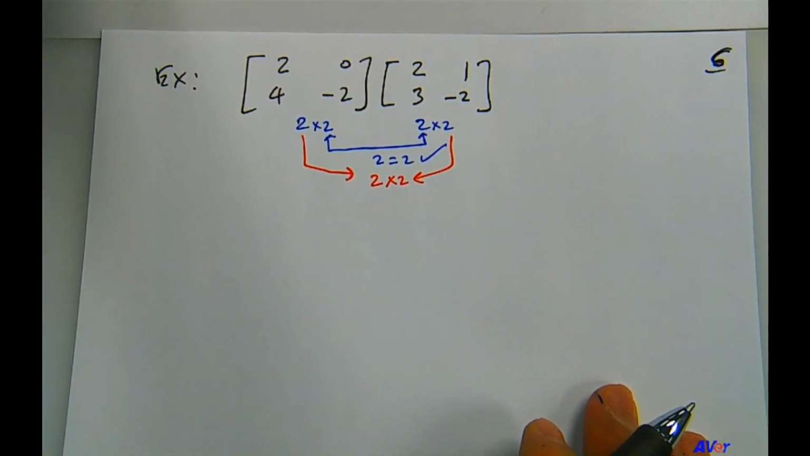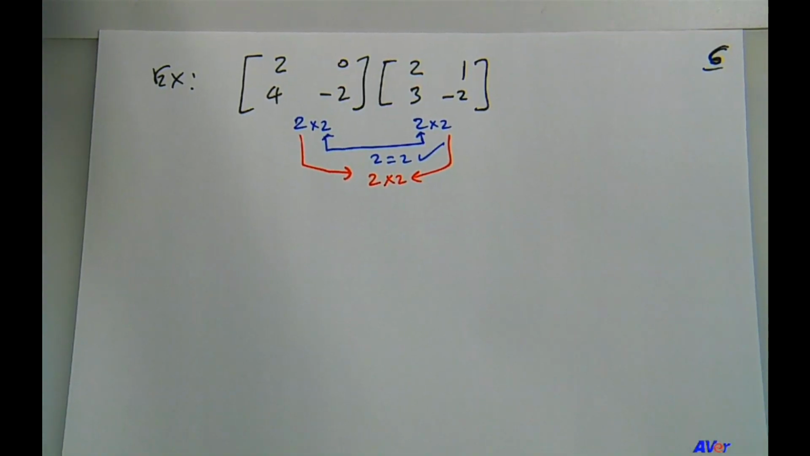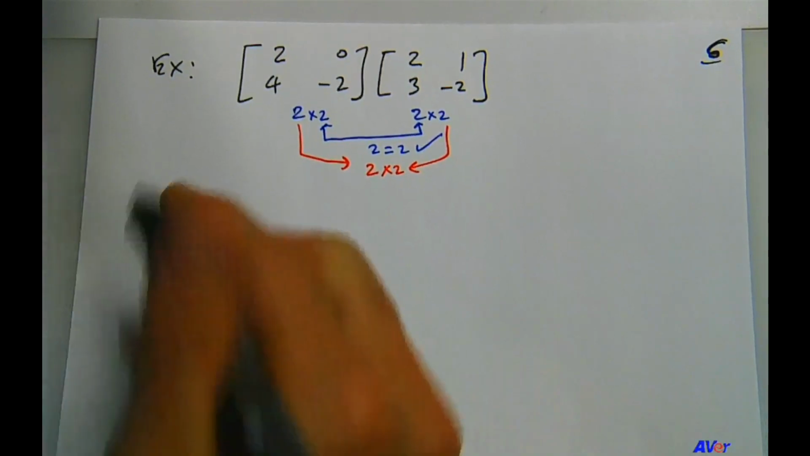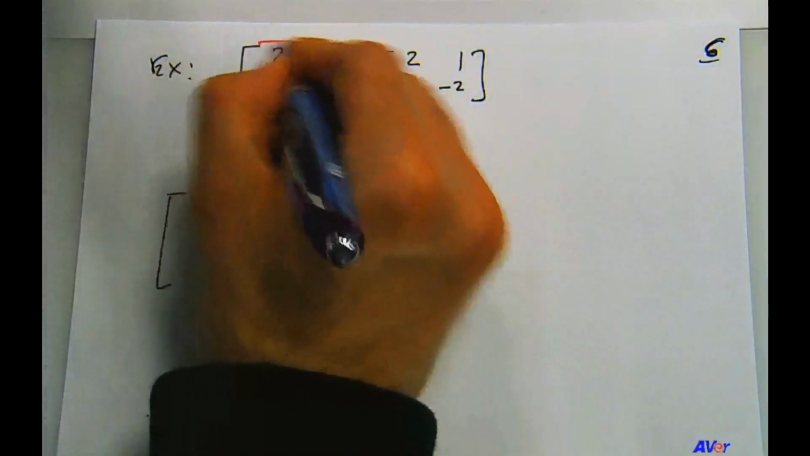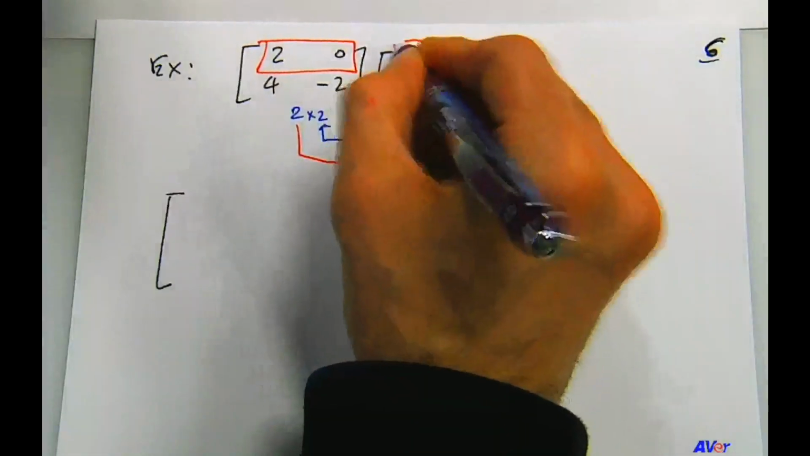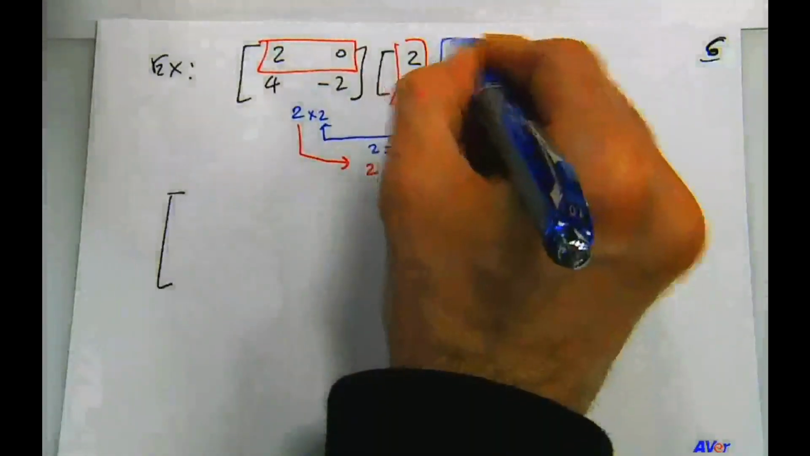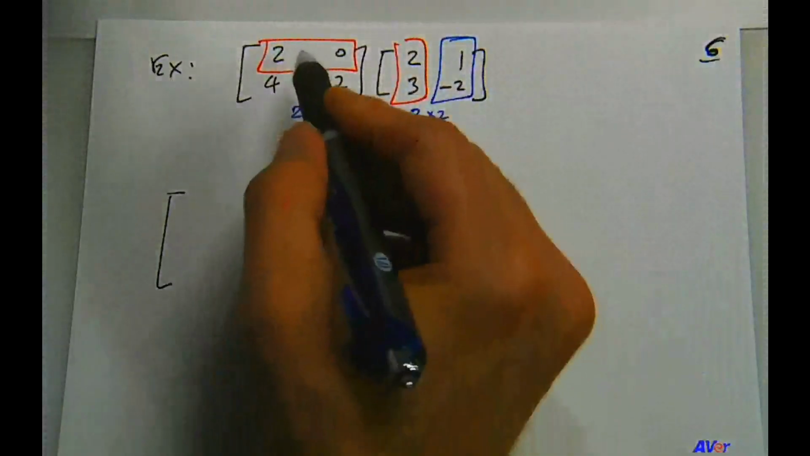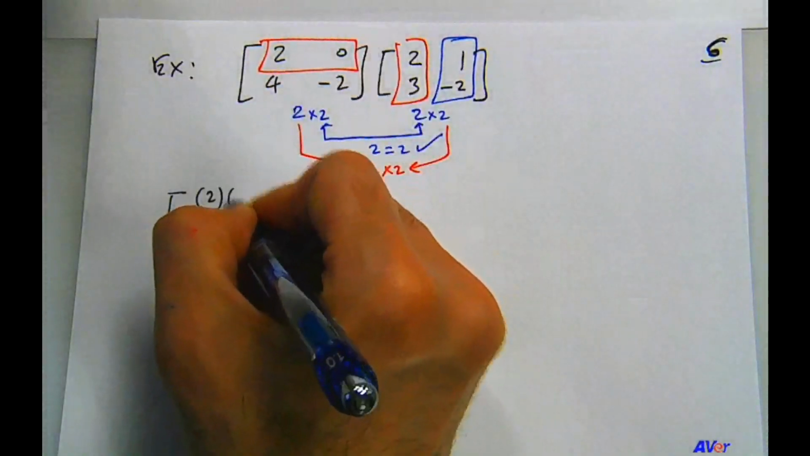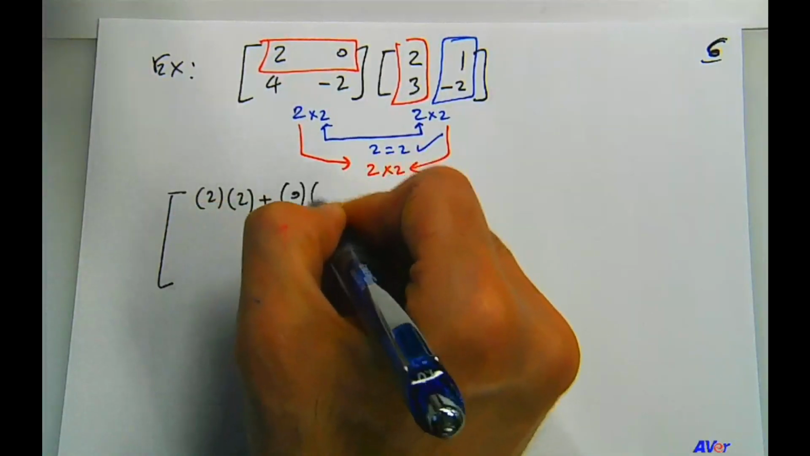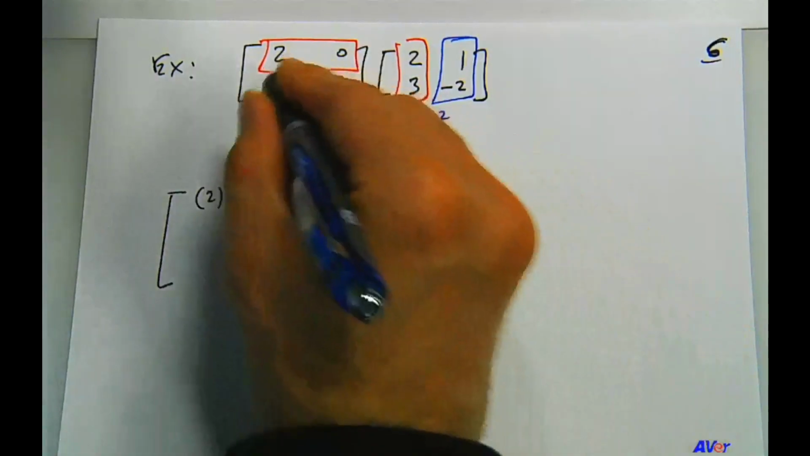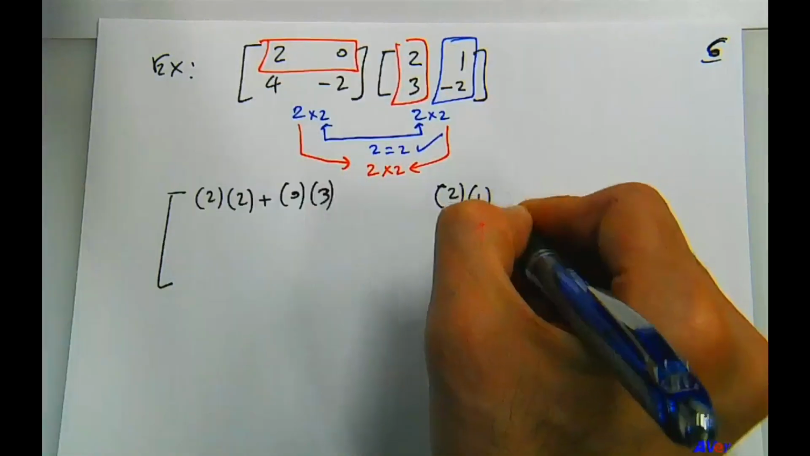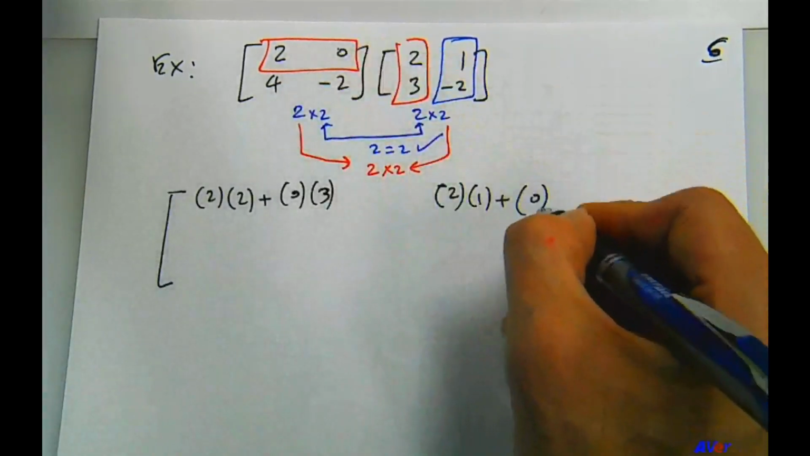At any point, feel free, and I encourage you, to pause the video, go through the multiplication on your own, and then look at my solution. So here we have this first row, first multiply it by the first column, then multiply it by the second column, right? So 2 times 2 plus 0 times 3, we're done with the first column. Then 2 times 1 plus 0 times minus 2.